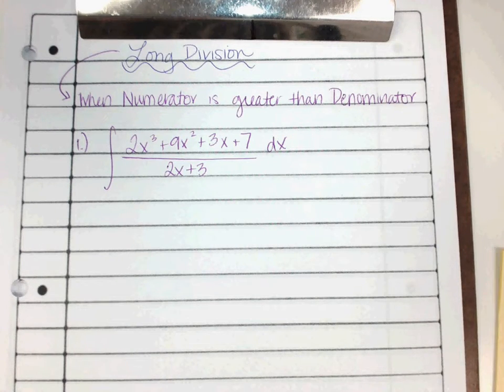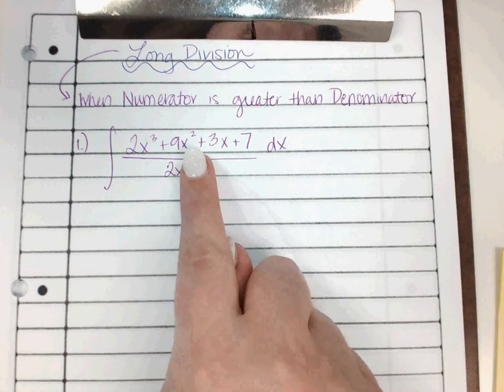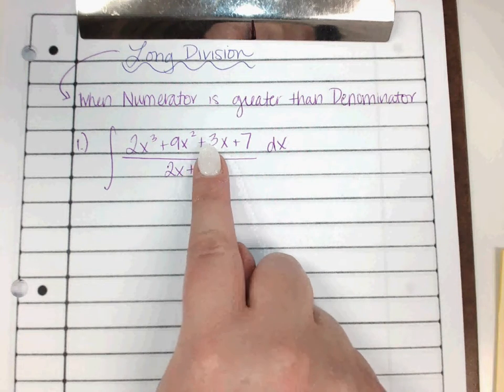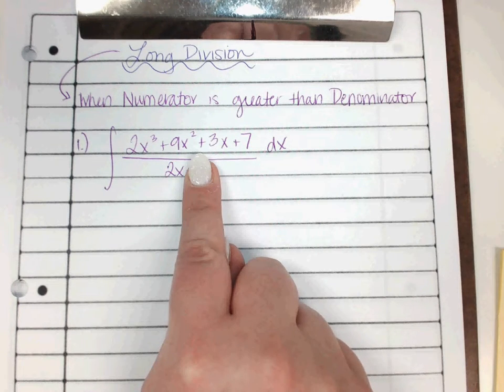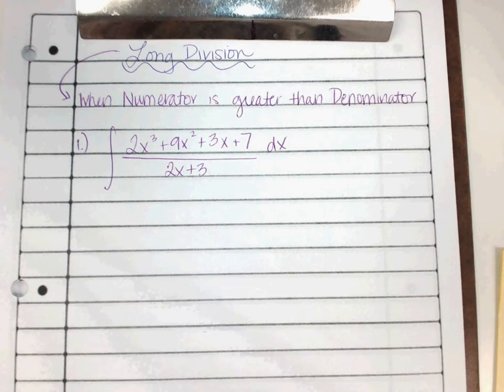Okay, now the first thing I want to point out is that if this was only over a 2x, you could just divide each term by 2x. But because it's an expression, 2x plus 3, it's a binomial, you can't use that method because it doesn't solve the problem. So you would say, okay, I'm going to divide it.